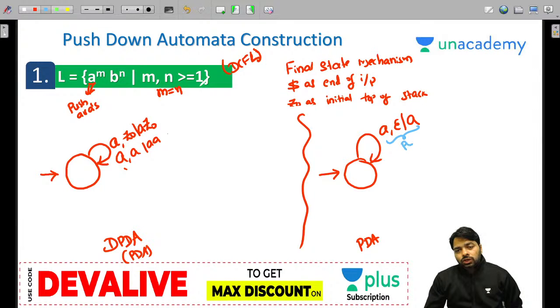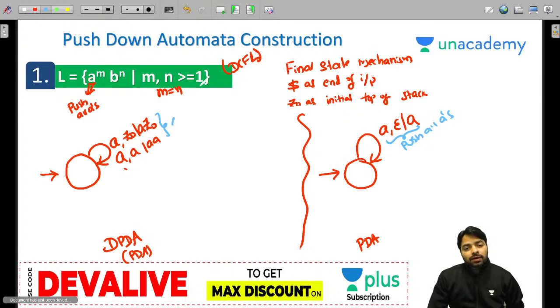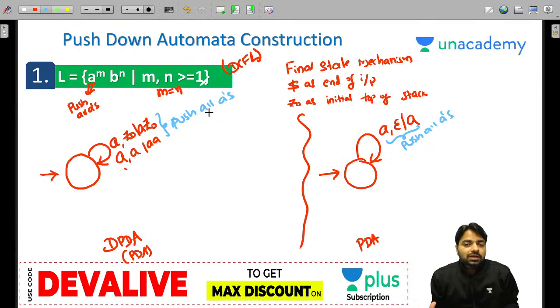Now both of them are the same. Here it is going to push all the A's, but without looking at the top of the stack. These two together will push all the A's, but by looking at the top of the stack. Right, we have two motions here. Why am I talking about the two motions? Because people might think a DPDA does not exist when they design the PDA wrong. When you design a PDA, think that a DPDA might exist sometimes.